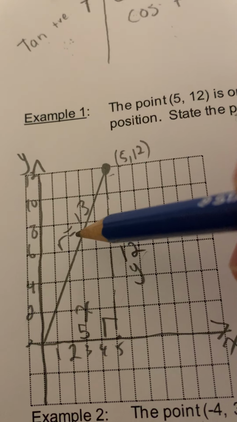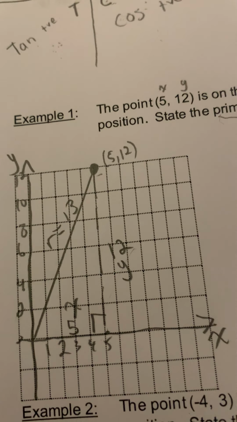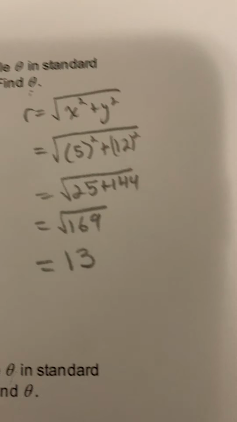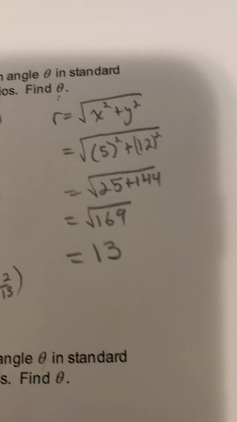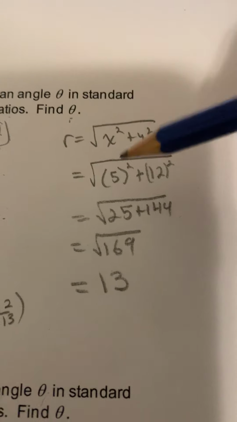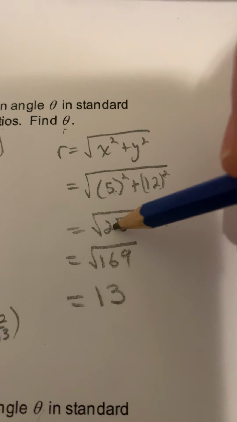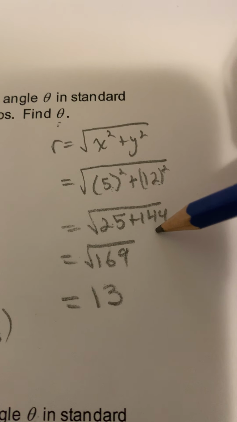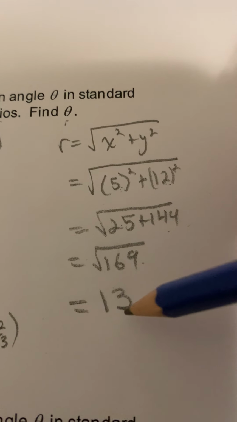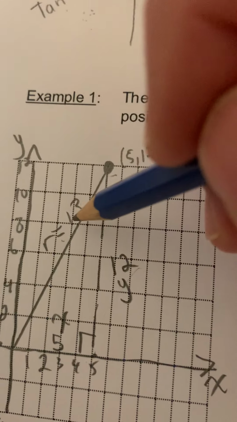This r was not given. This is your x value, this is your y value, so we have to find the r value. In order to find the r value, we use the formula that was on the first page. Our x was 5, so 5 squared. Our y is 12, 12 squared. So 5 squared is 25, 12 squared is 144. Add them together, you get 169. And when you square root 169, you get 13. So that's where the 13 comes from. So our radius is 13.